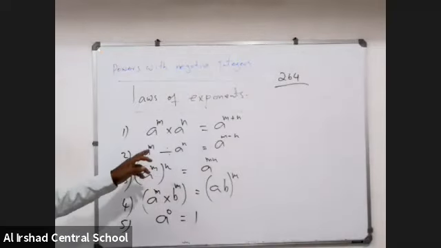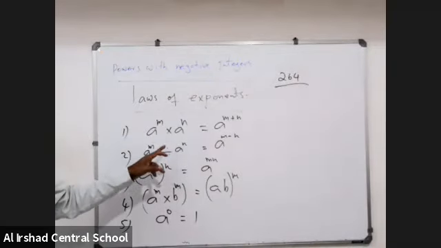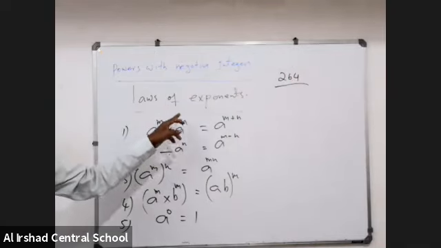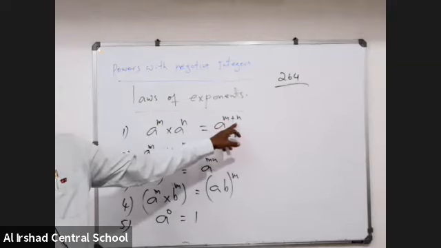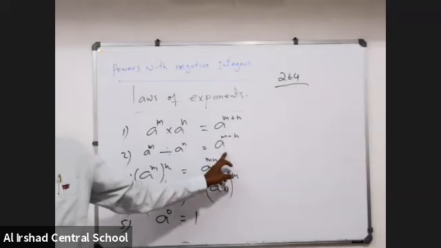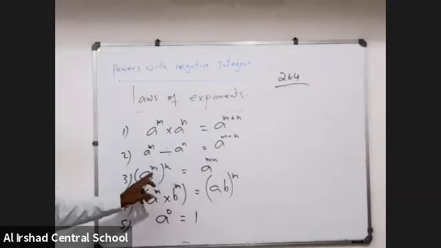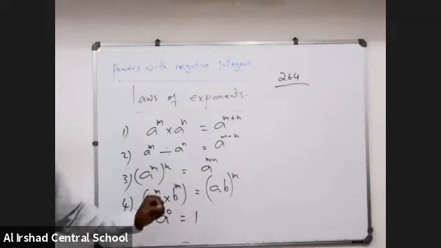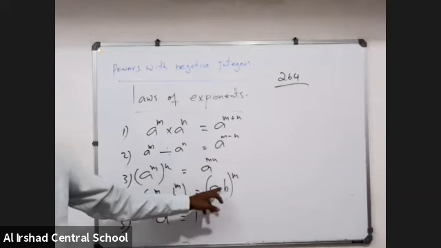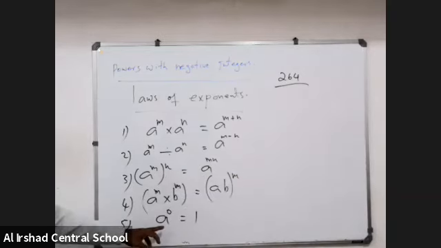Now first one, multiplication. Multiplication of exponents, we have to add the exponents. Division of exponents, we have to subtract the exponents. And to the bracket, you have to multiply. Then to the power of m, you have to do all to the power of m. Any number to the power of 0 means 1. That is easy example, easy law.